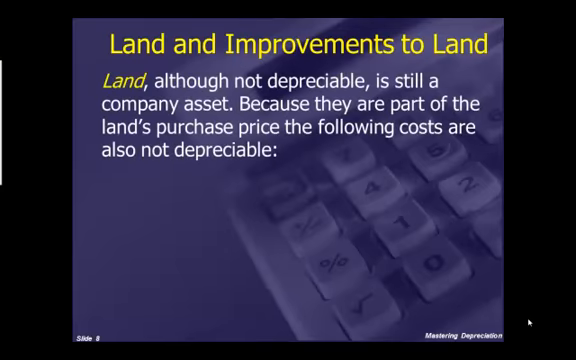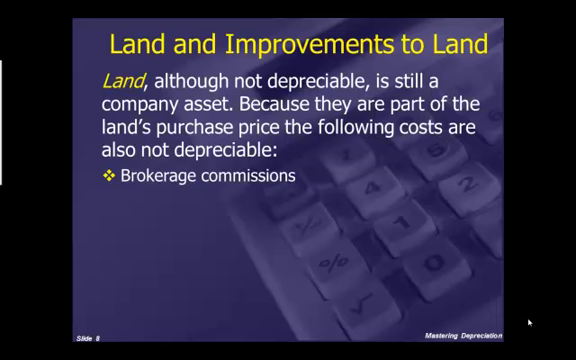Now, looking at land and improvements to land. Land, although not depreciable, is the one plant asset, fixed asset, that is not subject to depreciation. We do include land as a company asset, and it is part of PP&E, property, plant, and equipment. Now, we need to take a look at when land is purchased, what is included in the land's purchase price. So here are the following costs that are added to the cost of the land and are not depreciable.